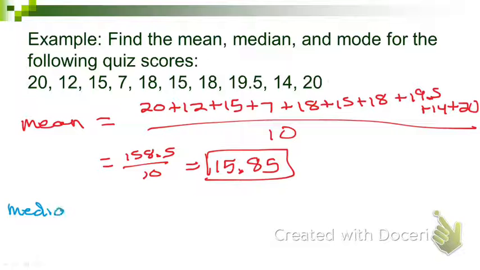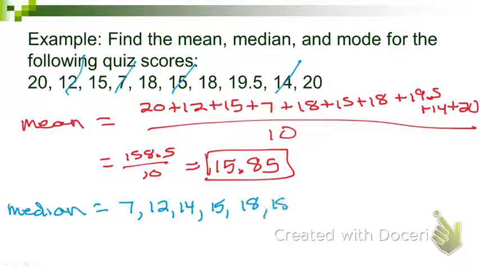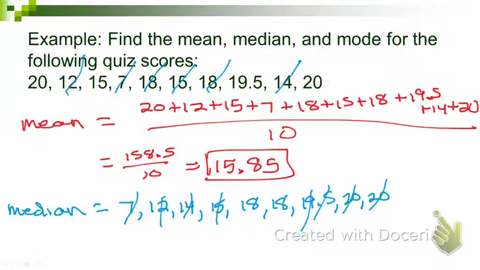Median is the middle number. Hardest part about this is just putting them in order. Not that that's difficult, but it's just making sure that you have all the numbers. So 7, 12, I almost forgot 12, 14, 15, 18, 18, 19.5, and then 2 20s. So then you count from each end. And this one they land in the middle, but 18 plus 18 divided by 2 is just going to be 18. So the median is 18.